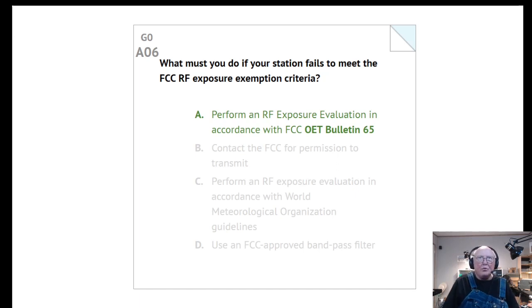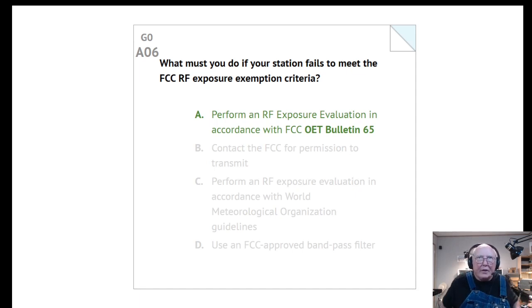A06. What must you do if your station fails to meet the FCC exposure exemption criteria? Now this is almost like the last question. They're all in the same family here. What do you have to do if your station doesn't meet the FCC exposure criteria, which just means what they say it's going to be? Perform an RF exposure evaluation in accordance with FCC OET, Oscar Echo Tango, Bulletin 65. That's what you got to do.